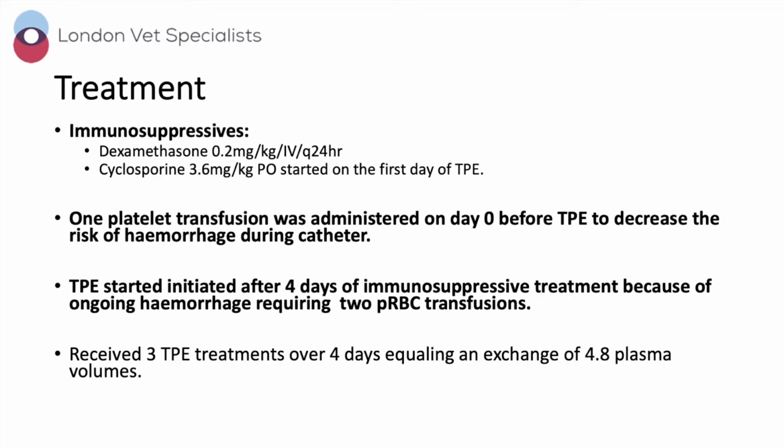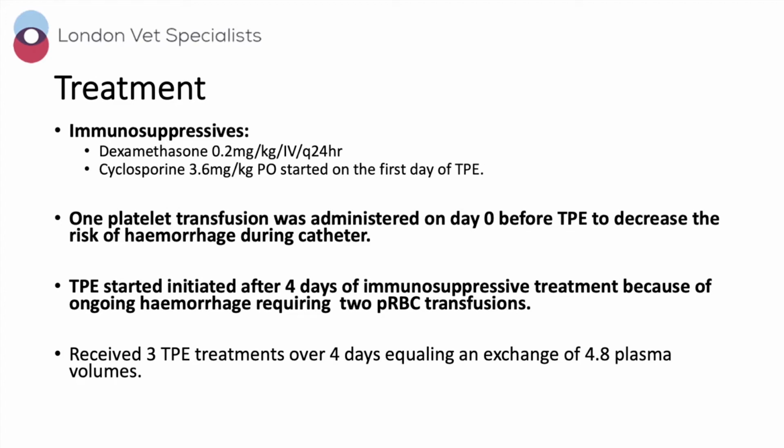Treatment was very similar. Again, it was started on treatment at the university with dexamethasone and cyclosporine. It had one platelet transfusion before TPE was initiated to decrease the risk of hemorrhage during catheter placement. I think this dog had already shown signs of hemorrhage when intravenous catheters had been placed, so this was more prophylactic and less severe than the previous case.